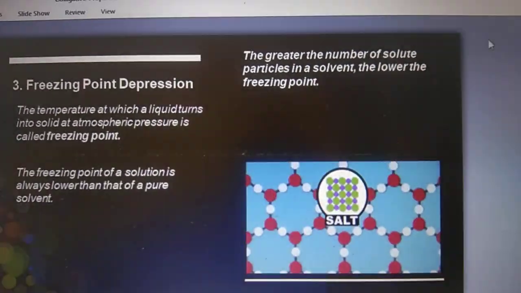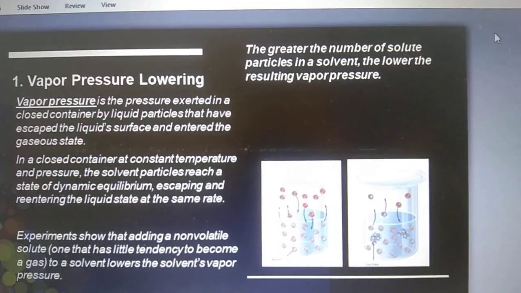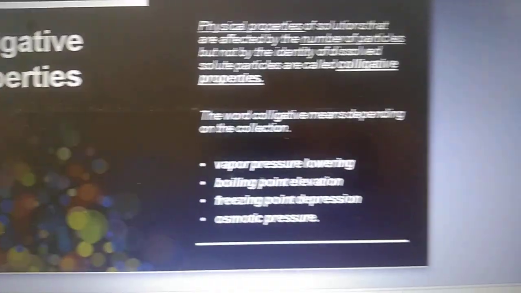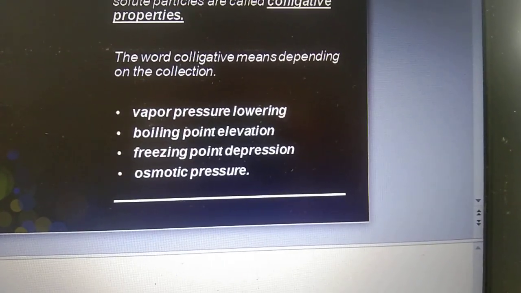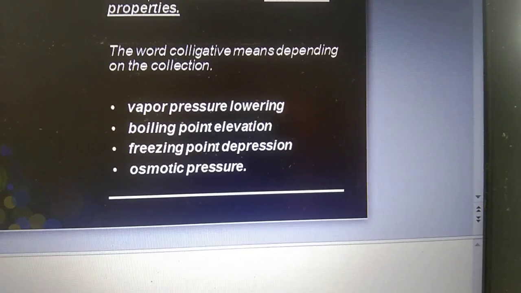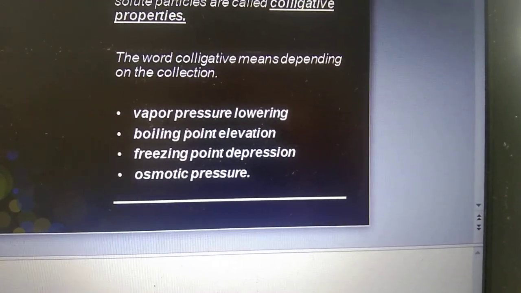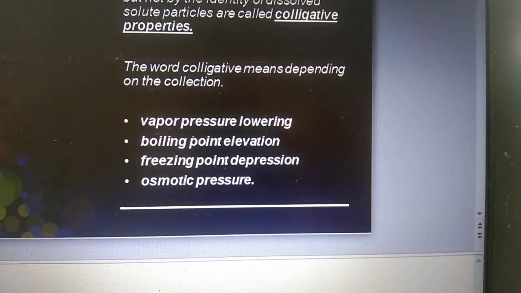Again class, those are the four types of colligative properties: vapor pressure lowering, boiling point elevation, freezing point depression, and osmotic pressure. Just take note of the specific examples of these properties.